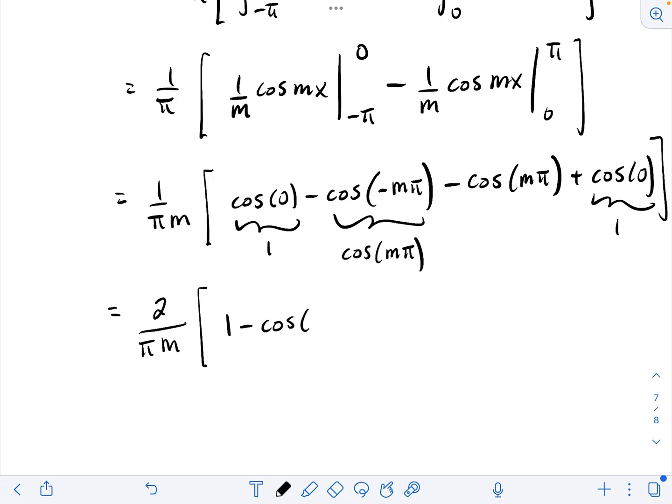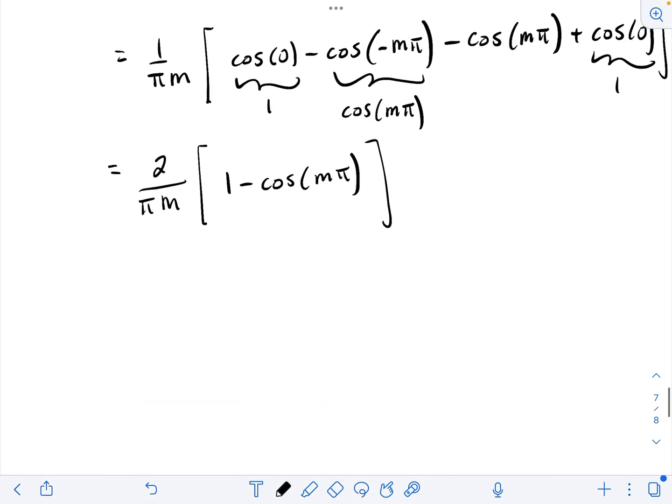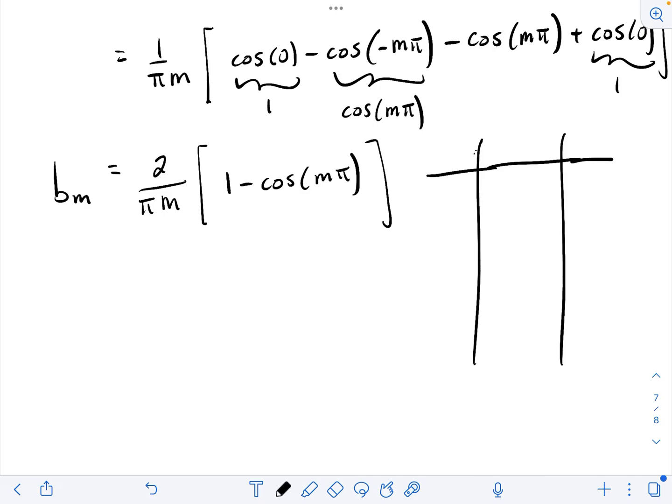So these are our bm coefficients. All right, so we could make a table, and our table could be m, cos m pi, and 1 minus cos m pi.